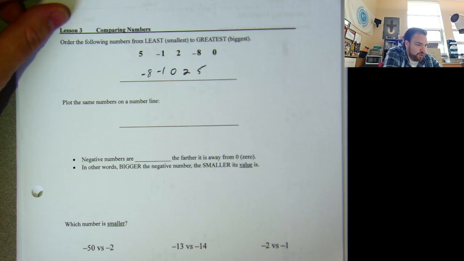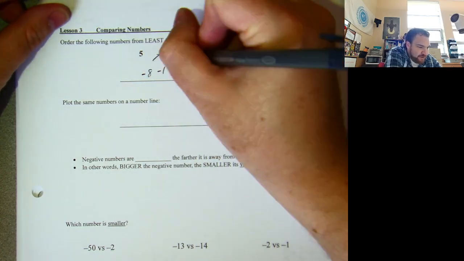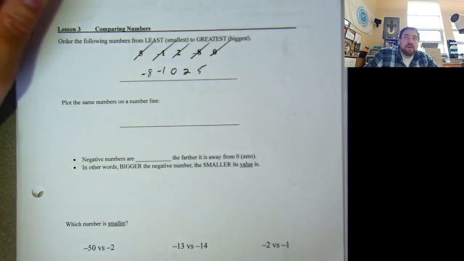So pro tip, as you're going, what I didn't do but definitely could have, if we're going to crank these things out in order, as you're going, just cross them off. It makes life a lot easier. We don't double count things like -1.